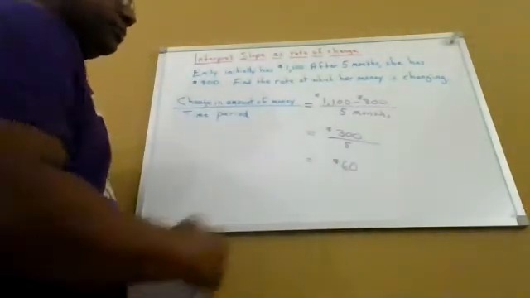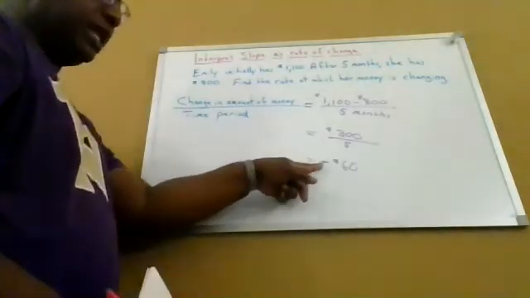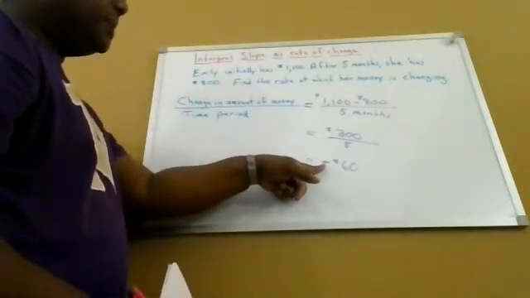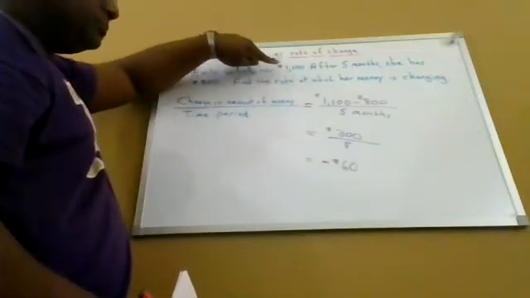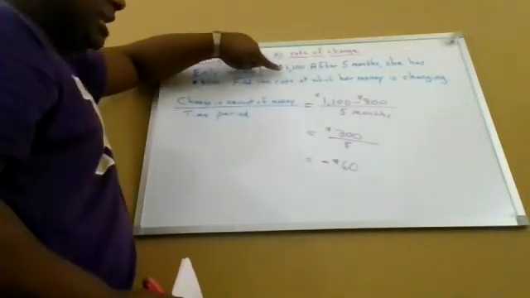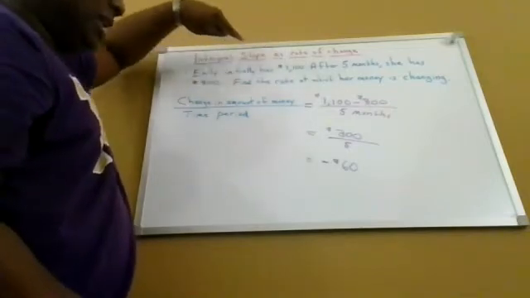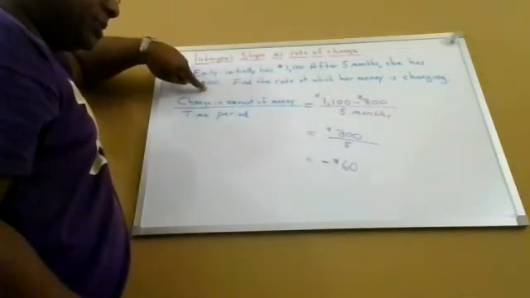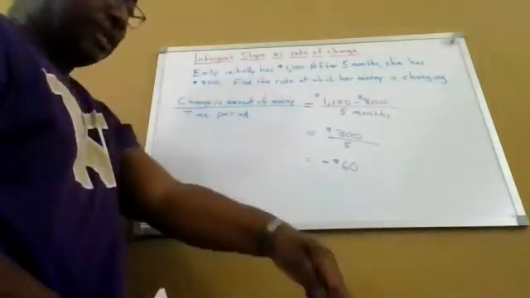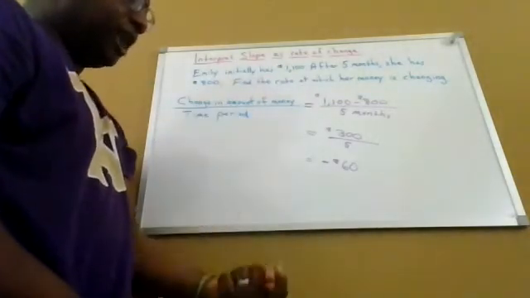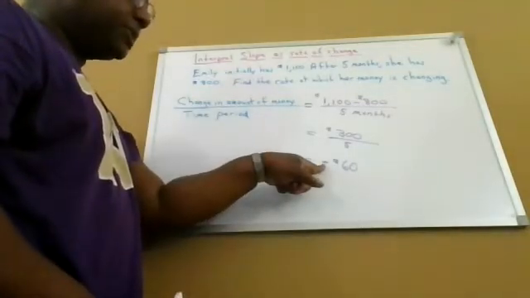But remember, it's going to be a negative $60 because the rate at which her money was changing, initially it was higher. She had 1,100 bucks, and then later she had 800 bucks. So that means her amount of money is decreasing. So the rate has to be decreasing. That's why we have the minus sign.